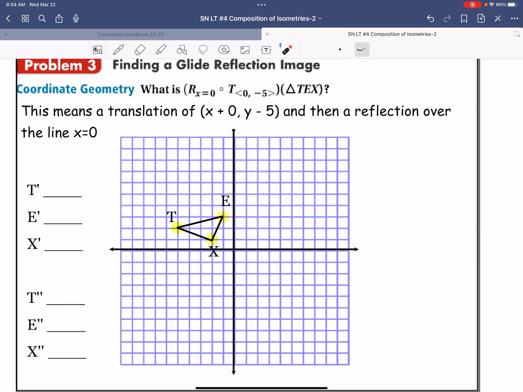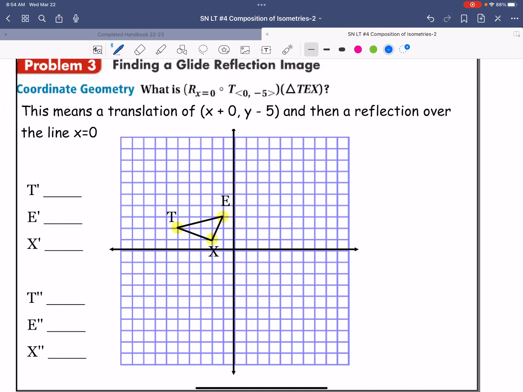So let's try this. This is a new notation here, but it means a translation of this. X plus 0, y minus 5. This is kind of a vector notation. Then a reflection over the line x equals 0. You will not need to know this notation. I will always write it out like this.